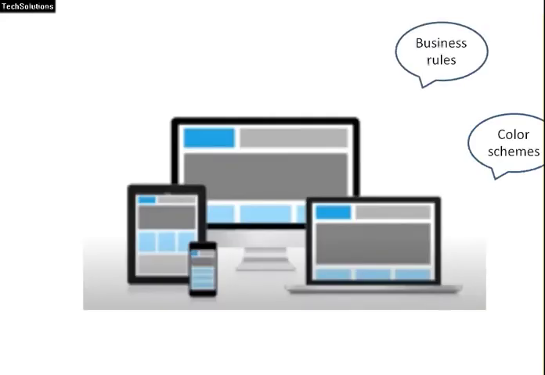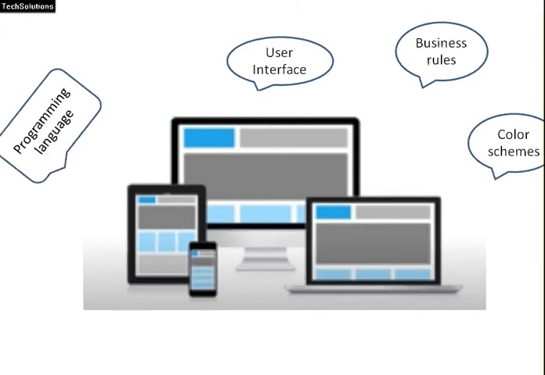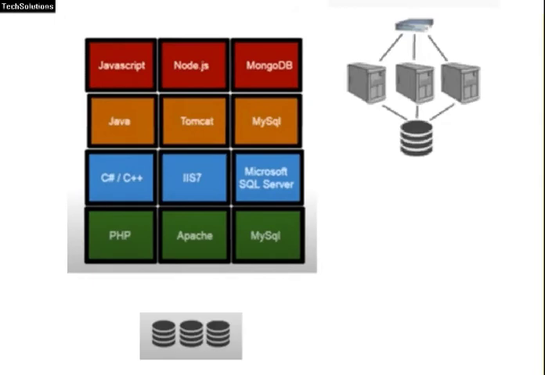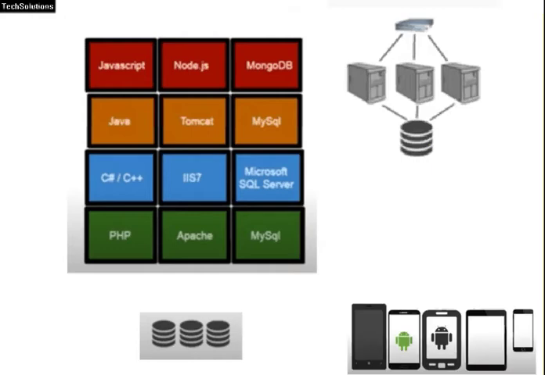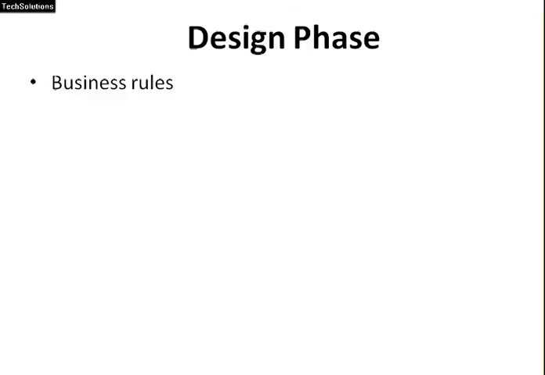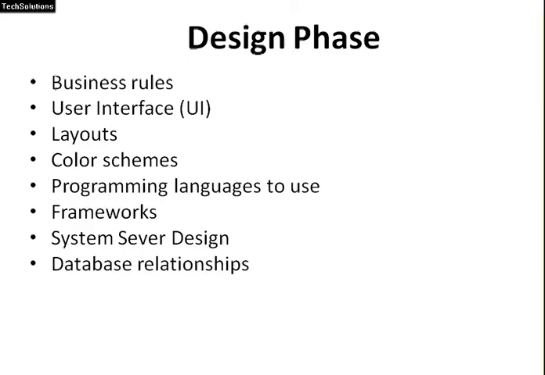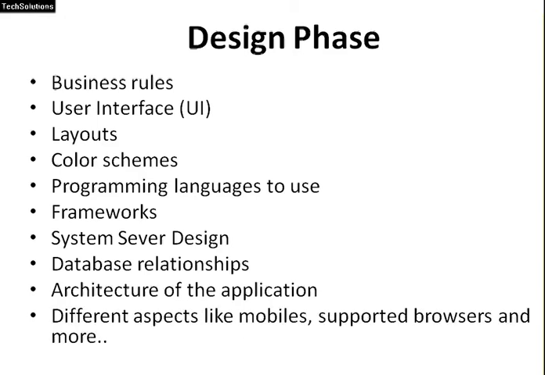The design phase takes all the requirements in order to start the product: color schemes, business rules, user interface, programming languages to use, layouts, frameworks, system server design, database relationships, architecture of the application, different aspects like mobiles, supported browsers and more.